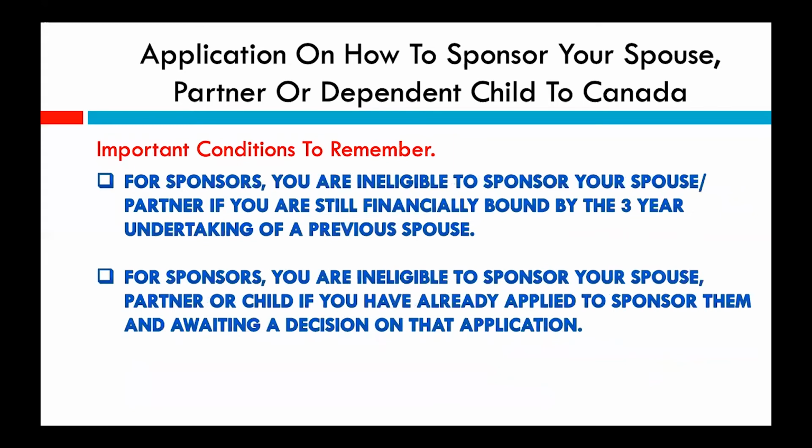For sponsors, you are ineligible to sponsor your spouse or partner if you're still financially bound by the 3-year undertaking of a previous spouse. And also for sponsors, you are ineligible to sponsor your spouse, partner, or child if you have already applied to sponsor them and are waiting a decision on that application.